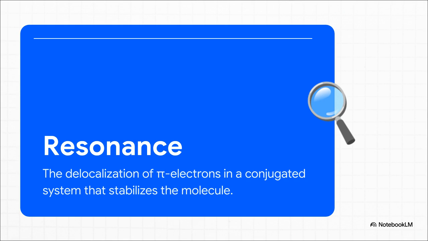Okay, resonance. This is a huge concept for understanding why some molecules are so stable. Basically, instead of being stuck between just two atoms, certain electrons can get delocalized. It's like they're smeared out over a whole bunch of atoms at once, and sharing the electronic load like that, it just makes the entire structure way, way more stable. It's a massive stabilizing force.